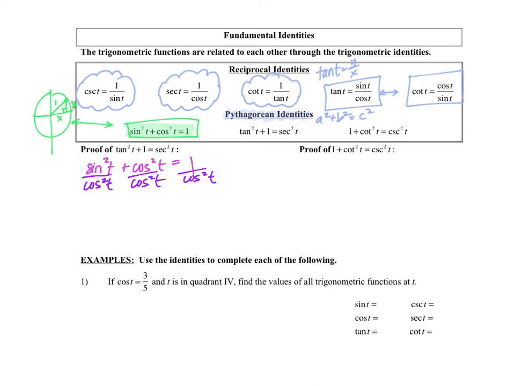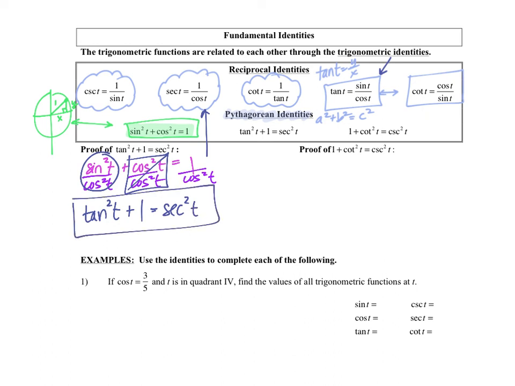Okay? So, what is sine squared divided by cosine squared? It's tangent squared, because sine divided by cosine is tangent, so that works. Plus, what's cosine squared divided by cosine squared? It's 1, because they're exactly the same. And what's 1 over cosine squared? That's secant squared. So we're using that definition. So this right here is my new Pythagorean identity. It's the first one I proved.